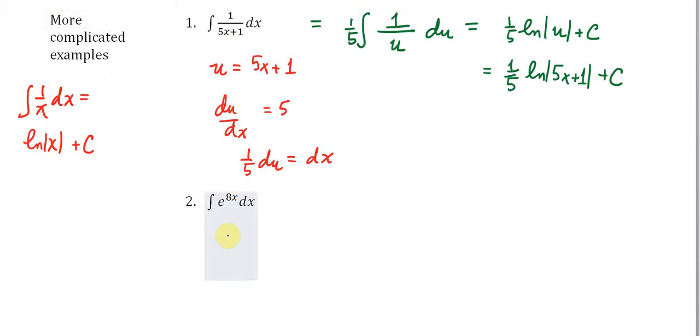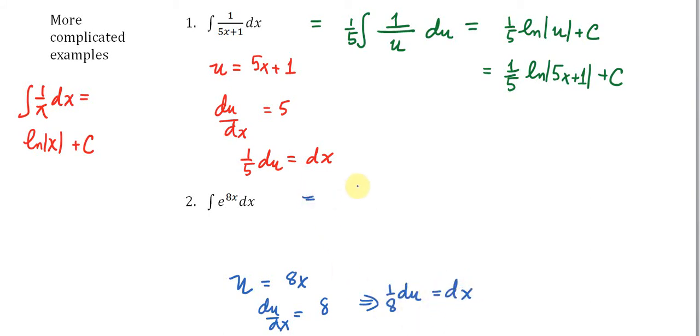All right, so the next example, the antiderivative of e to the 8x. I think you've done this many times already, but very quick practice. This is u equals 8x. du dx is equal to 8. Therefore, du over 8, or 1/8 of du, is equal to dx.